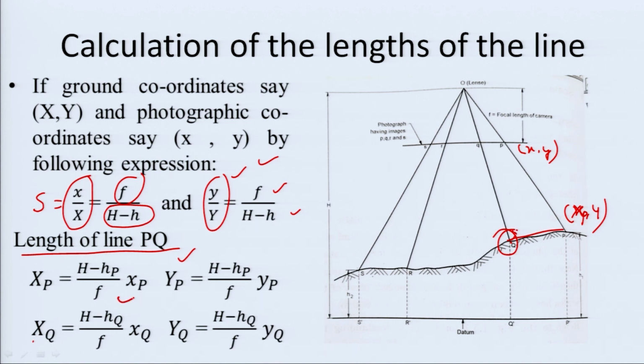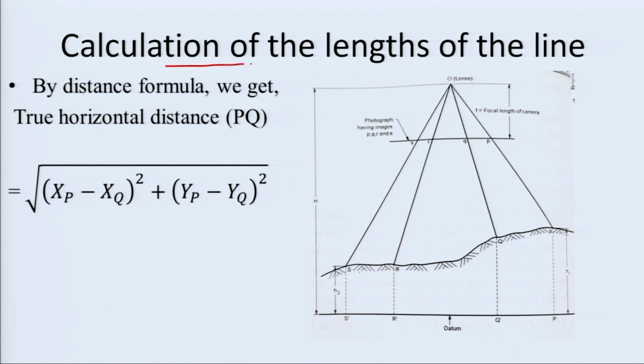the equations can be changed, that is H minus hq upon focal length into the small xq, that is the coordinate on a picture or image, and the y coordinate on the ground at point Q can be calculated by using this equation, H minus small hq upon focal length into the y coordinate at point Q on an image.